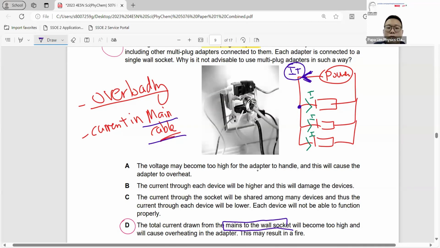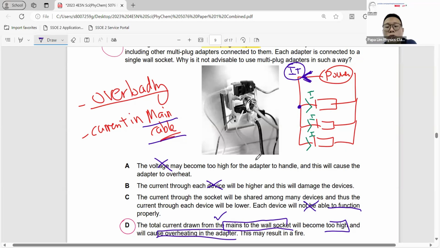It's not because of the voltage. It's not because the current of each device is high. Each of the components has the correct current for itself, so they should function normally. For overloading, the only possible reason there's a hazard is the current in the main cable, which is very high and will cause a fire. So that's one we always need to take note of.